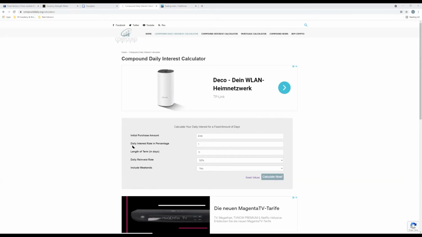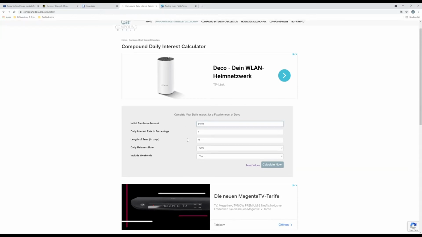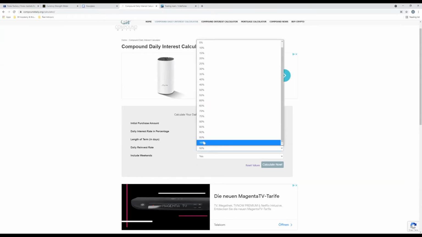So first thing first is if you guys did a $500 cash deposit and then got the bonus, it'd be $1,000. So we're going to be using an example for $1,000. So the initial purchase amount is $1,000. Now your daily interest rate will be 3%. Okay, and the length of term is going to be where you have to find out the day goal, your week goal, your 30-day goal, and your 1 year goal. So right now we're going to find the 1 day goal, and then daily investment rate will be 100%.